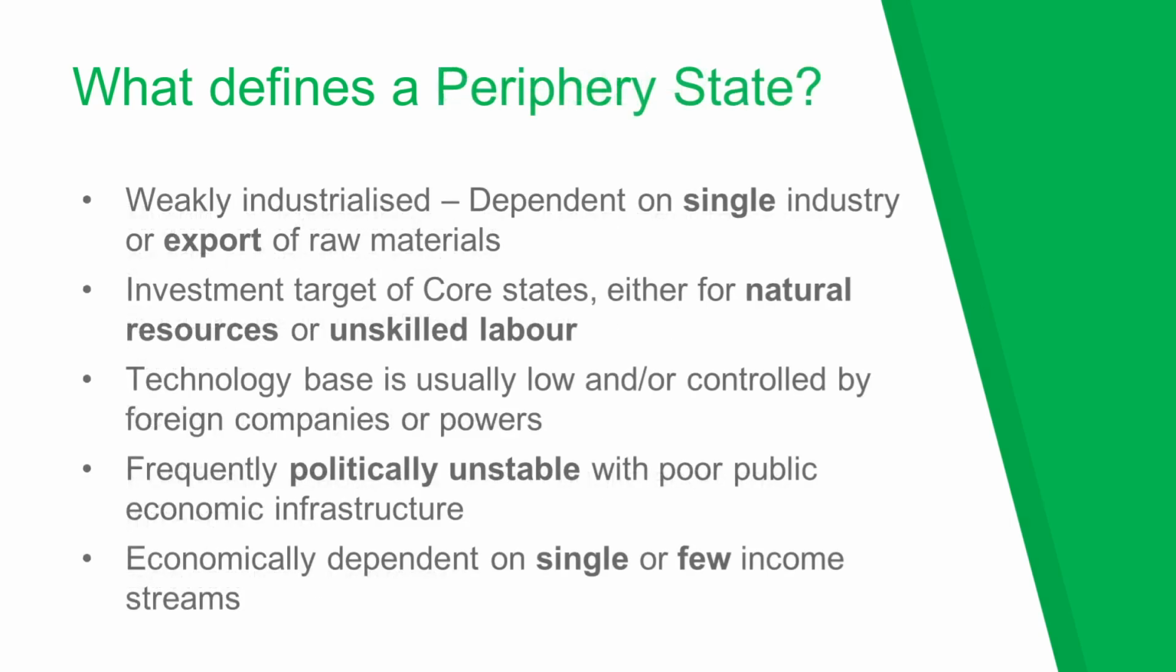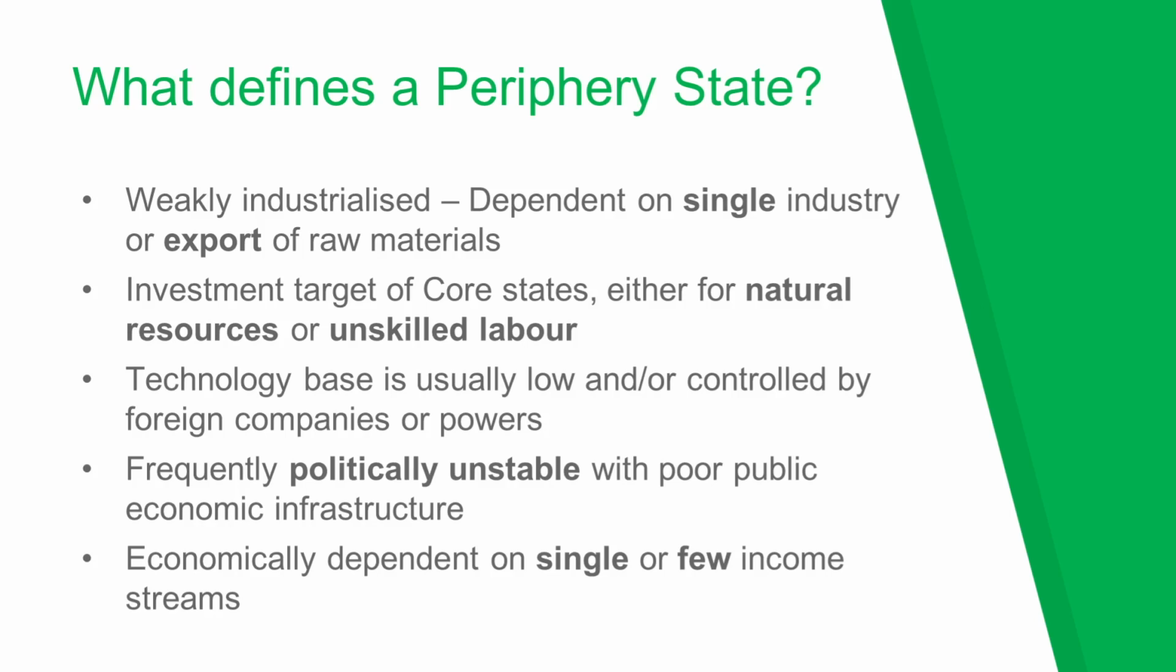So if we move on to the periphery states, so we're jumping down to the lowest level. So periphery states are weakly industrialized. So again, this is large parts of Africa, Asia, and South America. Weakly industrialized, so usually not diversified, but rather dependent upon a single industry or the export of a small range of raw materials. The investment that comes in from the core or semi-periphery states are usually for natural resources or unskilled labor. Also, in many cases, to sell the manufactured goods which are produced in the core or semi-periphery states.